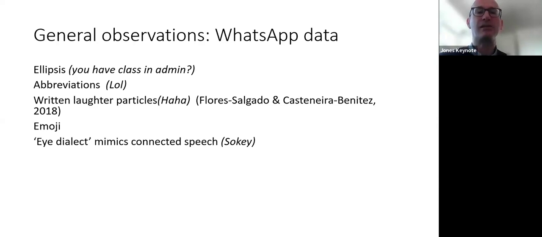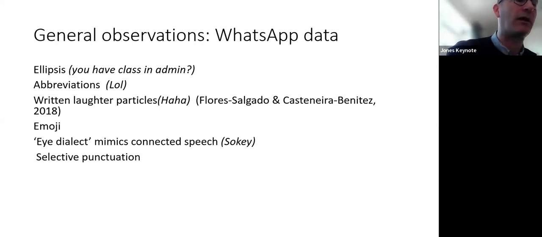There is use of what we might call I-dialect. So this mimics connected speech, but it's written. So you notice the use of "it's okay" to mean it's okay. So it's a kind of I-dialect. There is very selective use of punctuation. There is punctuation here, but it's not used consistently. Sometimes it's there, sometimes it's not there.